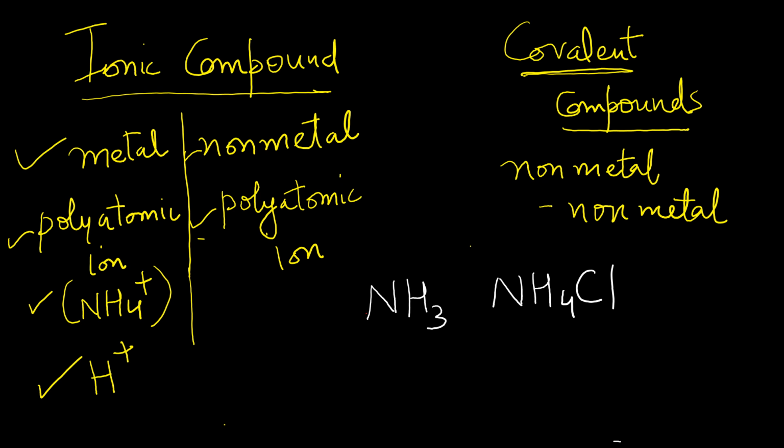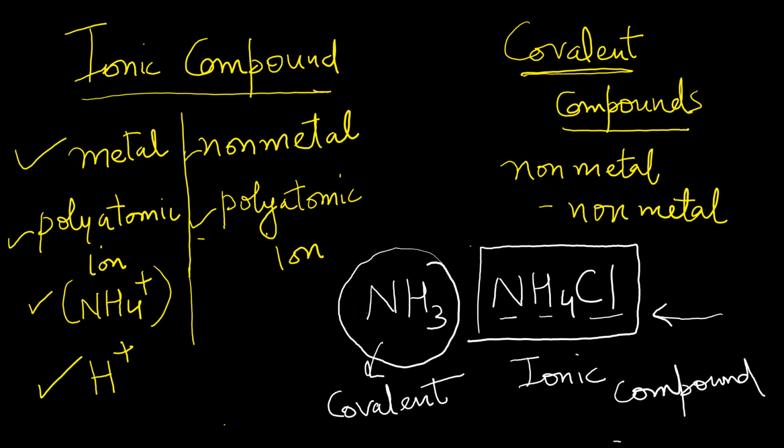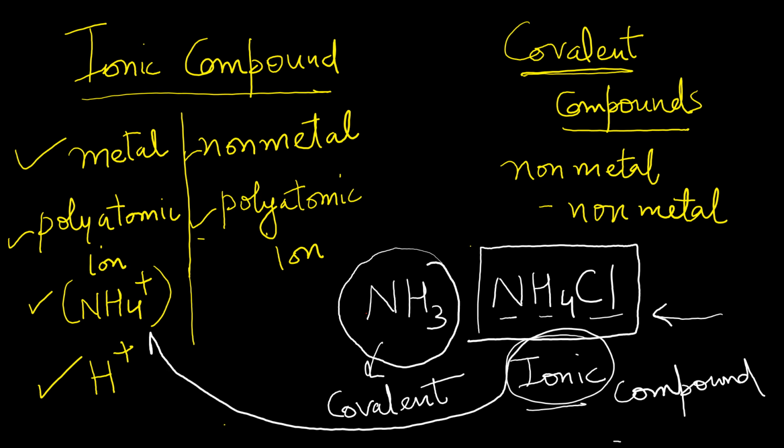Okay, well tried. I hope you figured out that NH3 is a covalent compound, and NH4Cl is an ionic compound. If you didn't get it right, you might think, oh no, it has nitrogen, hydrogen, chlorine, all of these sound like non-metals. There is no metal here. Then why is it an ionic compound? Then don't forget what I said: ionic compounds can start from the ammonium ion as well.